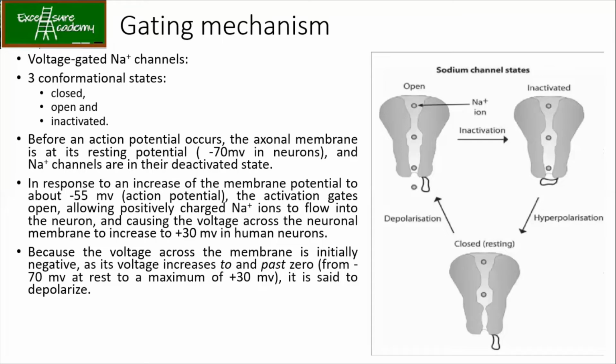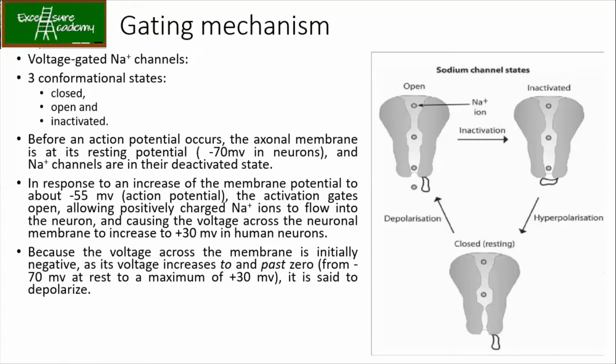Now when it got open, Na plus ion was able to come. So what had happened? Now -70 से -55 से +30 हो गया है. ठीक है? Because इतना positive ions अंदर आ गया है. Now because the voltage across the membrane is initially negative, as its voltage increases to and past 0, now it is said to be depolarized. Okay? ये एक पॉइंट को आपको समझना है that from -70 when the membrane potential becomes plus 30, it is said to be depolarized.